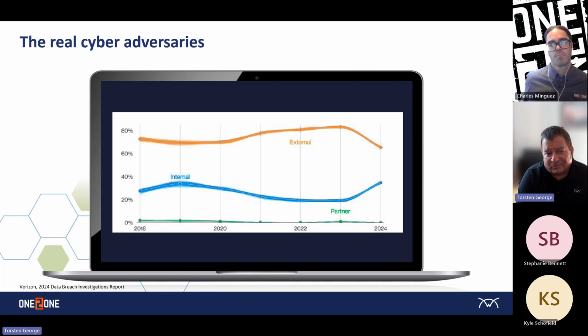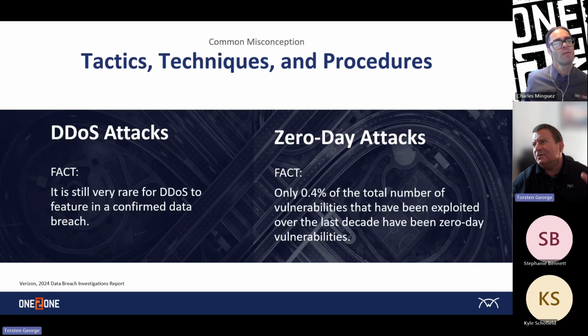So that's the real cyber adversaries, correct? But then we also read a lot of these headlines about, oh, zero-day attacks and distributed denial of service attacks. DDoS attacks, there are basically connected devices or botnets that are being used to overwhelm a victim's website or their network with traffic and take that down.